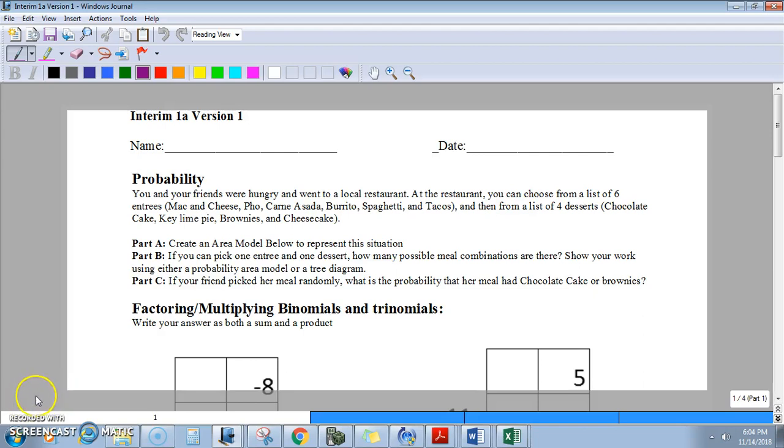All right, you guys, let's do this, page 1. So the first problem you should have done from one of our homework problems. And in case you need a little bit of a reminder, we made an area model.